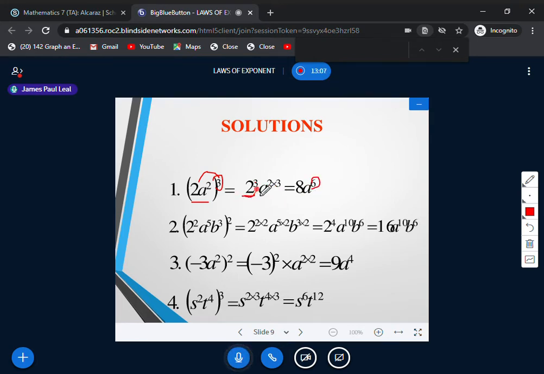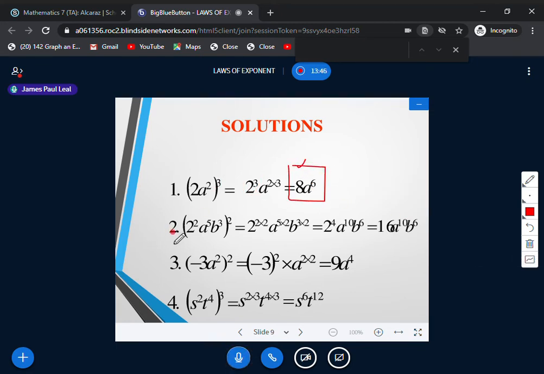Okay, so if you're going to simplify this one, we all know that this is actually equivalent to 2 times 2 times 2, right? And we have here times a raised to 6. How do we come up with 6? Because 2 times 3, distribute this one. Okay, you have to multiply. You have here 6. Okay, so in simplifying, 2 times 2 times 2, that is actually equivalent to 8. Okay, times a raised to 6, you will be having a raised to 6. Okay, so this will be the answer. The answer will be 8 times a raised to 6.